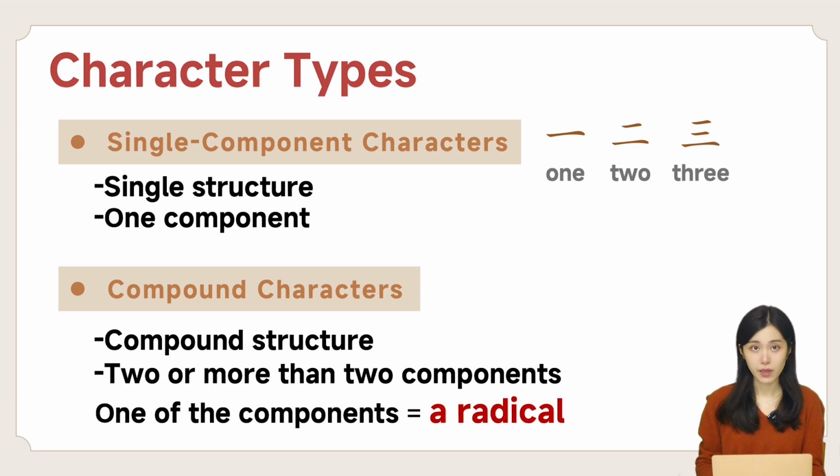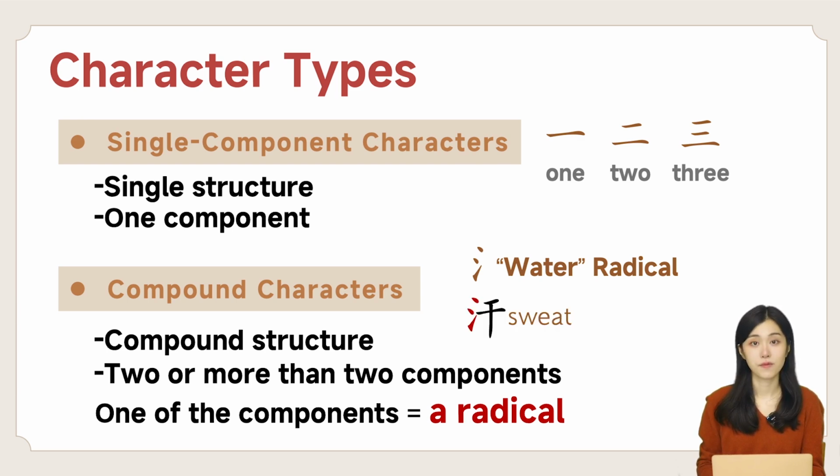The radical has meaning. For example, this radical looks like 3 drops of water. It's called the water radical. Most characters it forms are related to water. For example, this one, 汗. This character means sweat, which is related to water, right? Another one, 江. This character, its left part is the water radical, and jiang means river, also related to water.